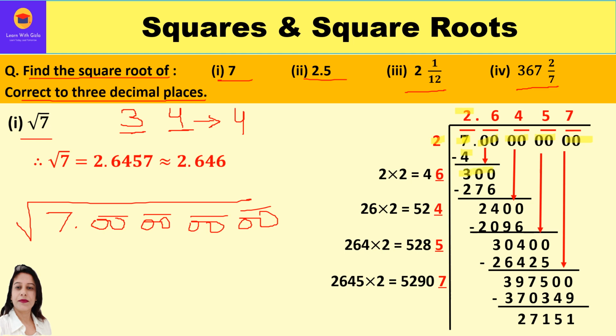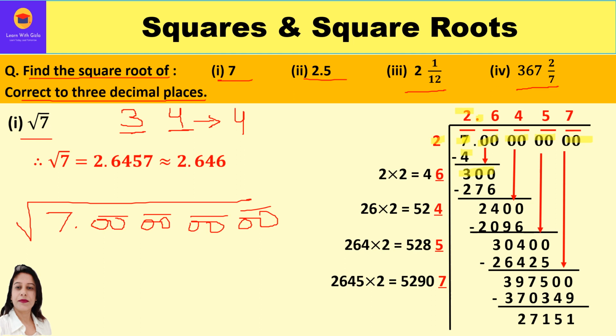Bring down the next period 0, 0, right? Now before starting with the decimal part, we will insert a decimal point in the quotient. That shows that we are finished with the whole number part and now we are starting with the decimal part. So after the quotient 2, I have put a decimal point, right? Now I have a new dividend 300, for which I need a divisor.